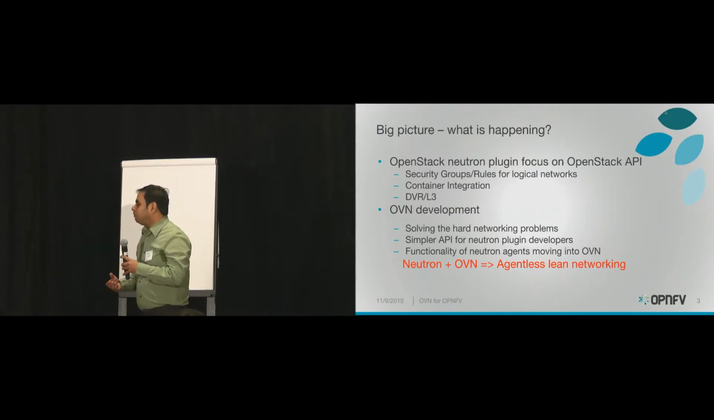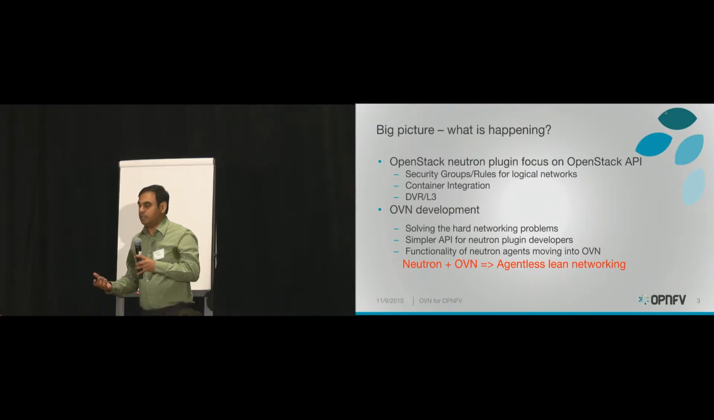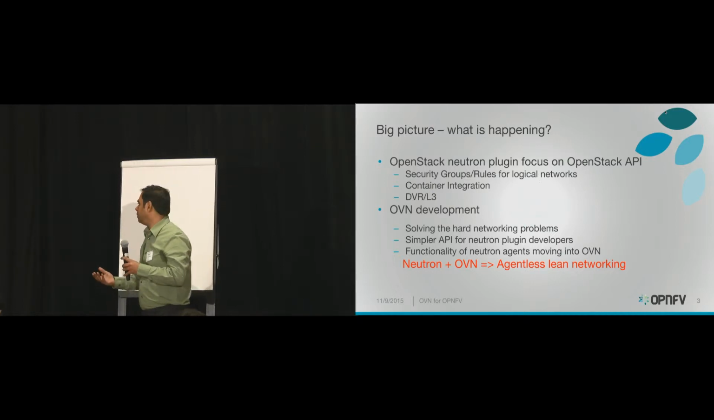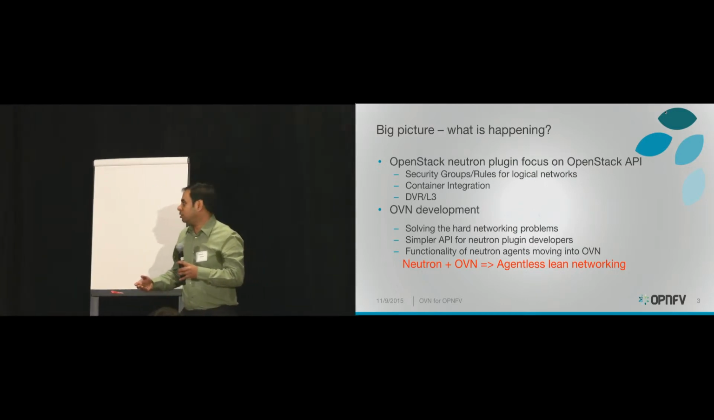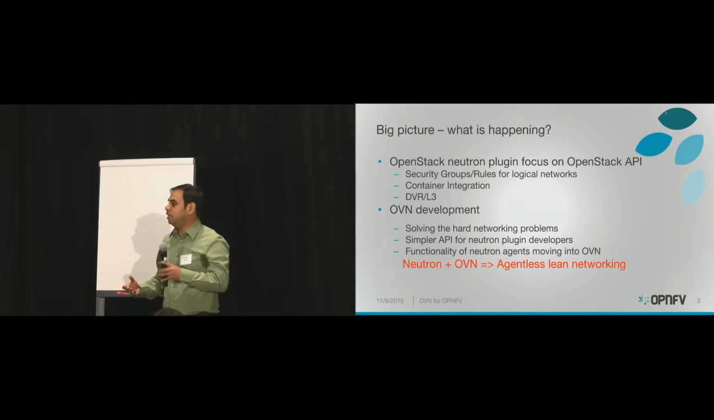Taking the functionality of the Neutron agent, DHCP agent, ARP, handling all that stuff and moving it into OVN makes the hypervisor leaner. And we think Neutron with OVN, which is coming up in the next generation, is going to give an option for agentless, lean networking for OpenStack. And the same can be leveraged by NFV.